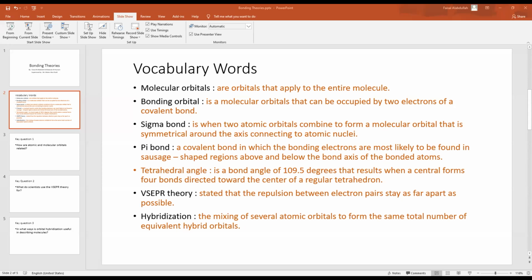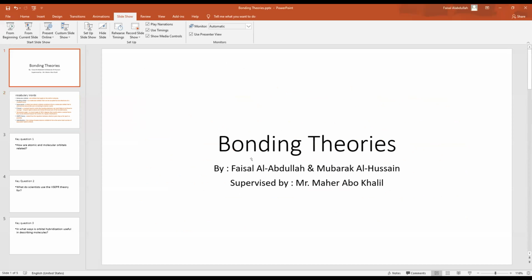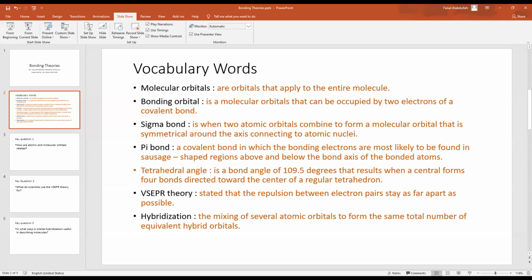So, bonding theory by Faisal Abdullah and Mubarak Al-Hussein, supervised by Mr. Maher Abu Khalil. Let's start with the vocabulary words. Let's start with the molecular orbitals. Molecular orbitals are orbitals that apply to the entire molecule.